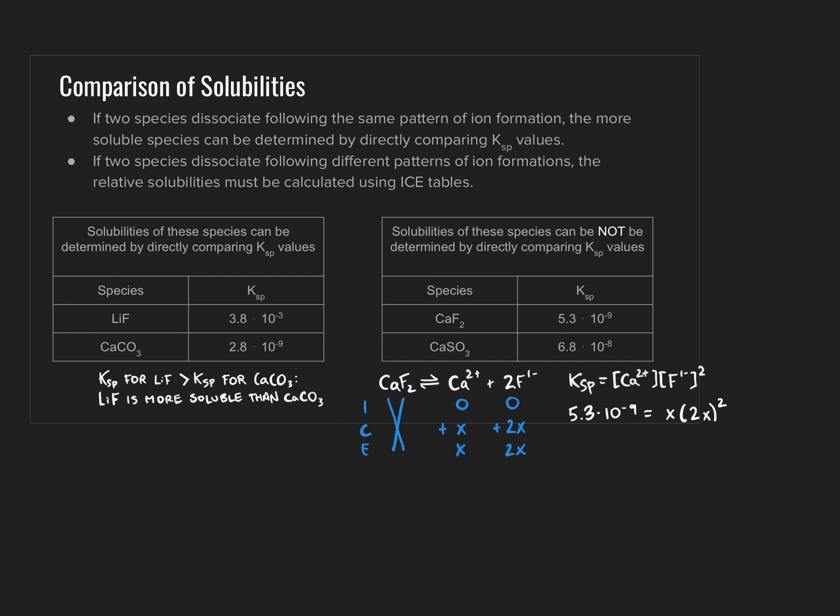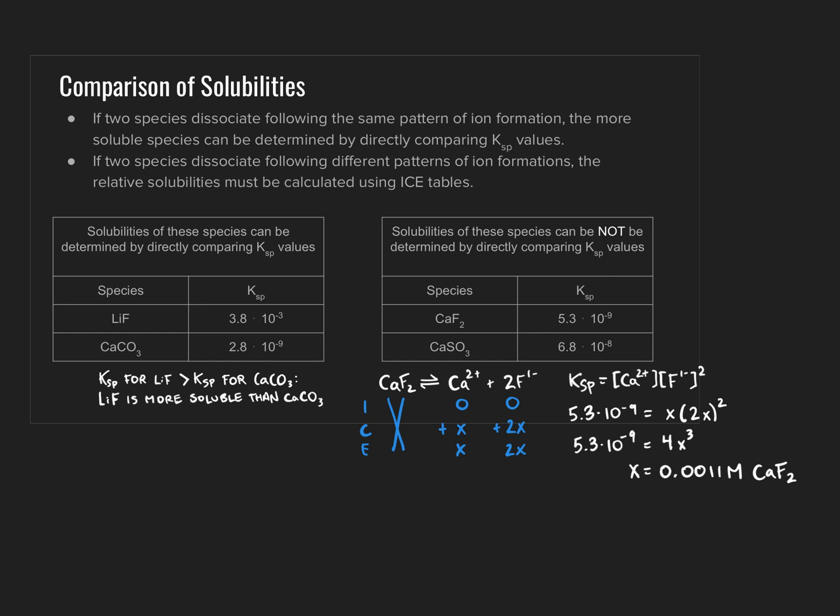Now we're just going to simplify our math here. That gives me 5.3 times 10 to the negative ninth is equal to now 2 squared is 4, x squared times x gives me x cubed. I can now solve for my x value here by dividing both sides of my equation by 4 and taking the cube root of both sides, and that yields for me here a value of 0.0011 molar for my x value in this system.